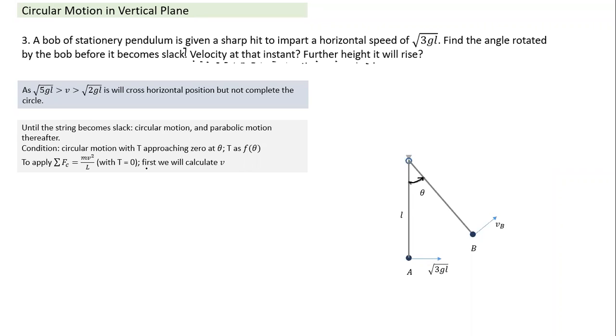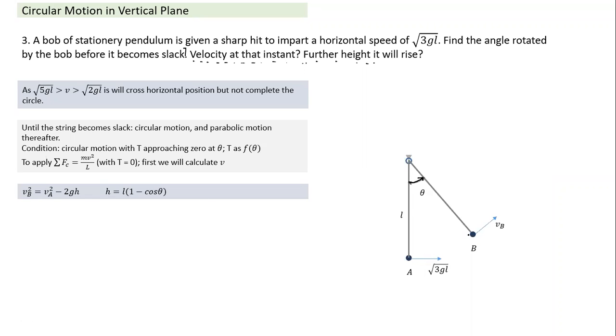So what are we going to do to calculate tension at a particular value of theta? First, we need to find velocity. Only then can we apply this condition. So first we'll find velocity as a function of theta, then we can find T as a function of theta and equate T to 0. We get the value of theta. That's our approach. So let's see how we solve this.